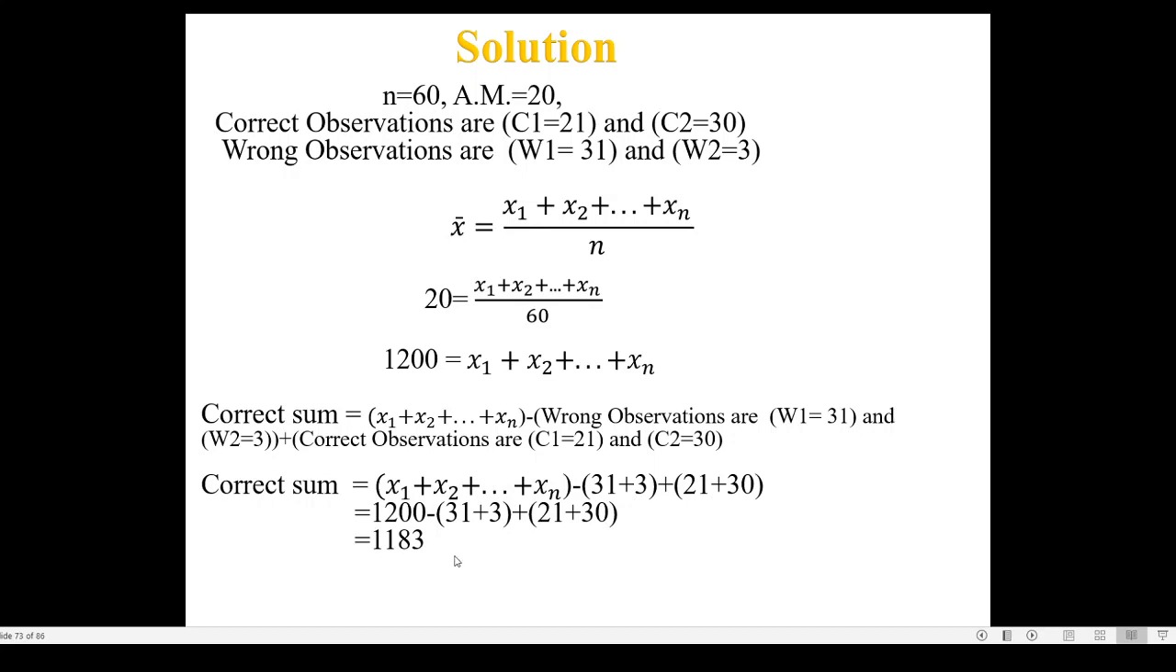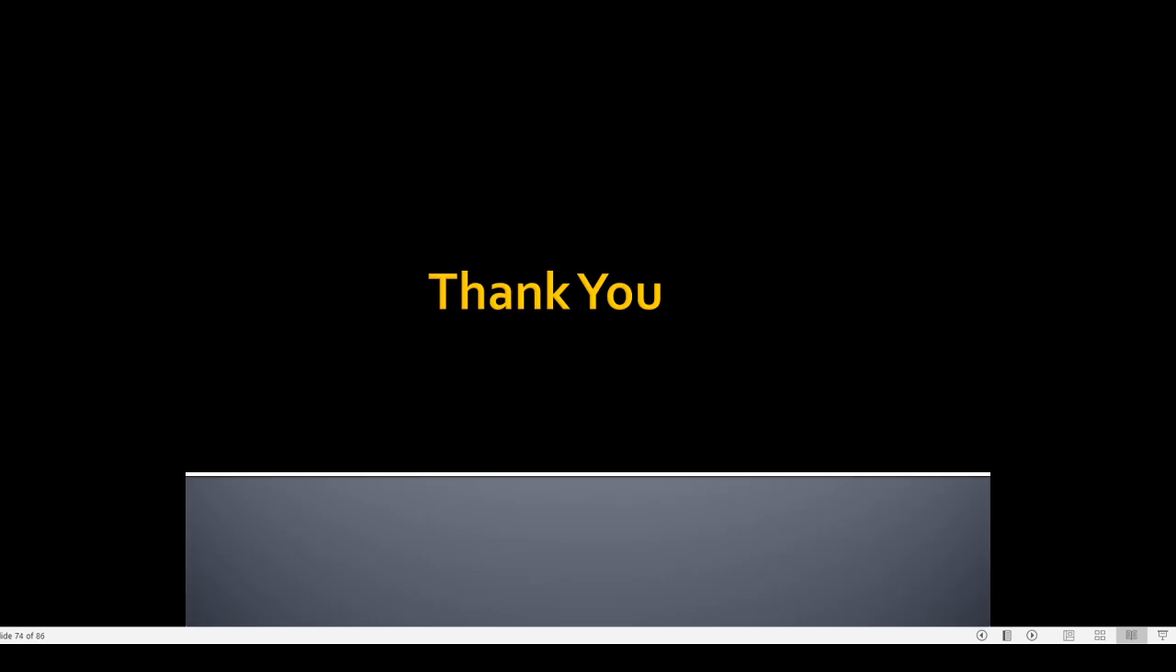As we have the correct sum, and we know that n, the total number of observations, is equal to 60, if we divide the correct sum by the number of observations, we get x bar, the correct mean. Therefore, the correct mean is 1183 upon 60 and this is equal to 19.72. This is our final answer. Thank you.